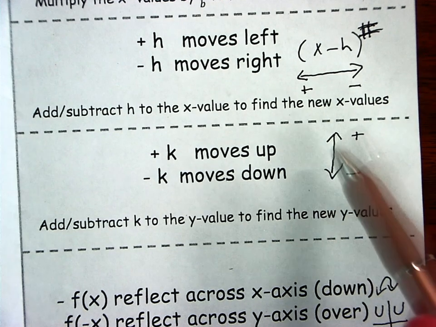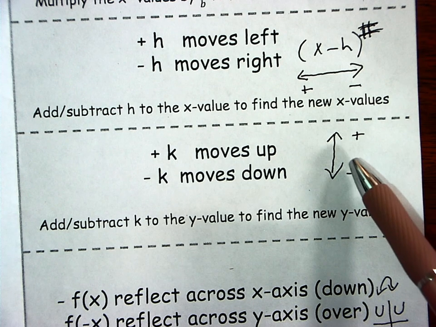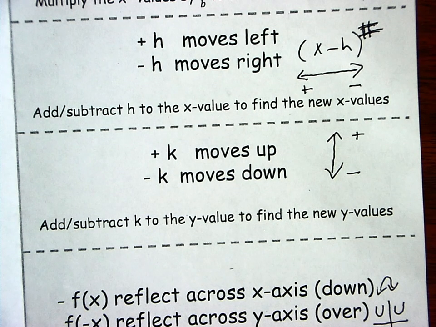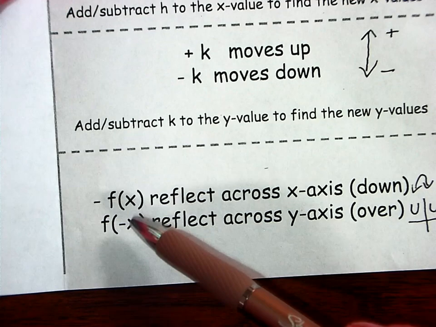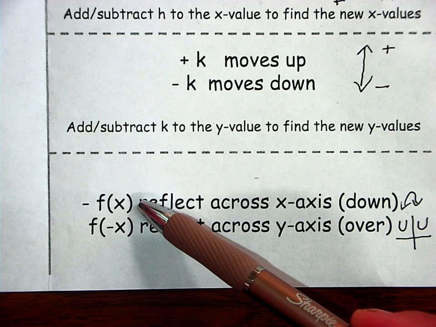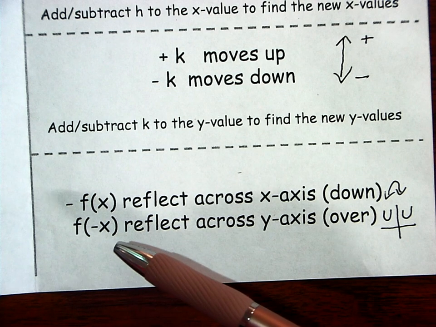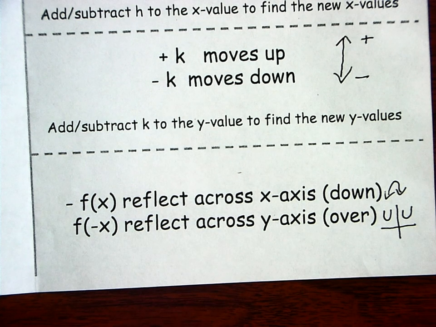All right, K is not a liar. If K is positive, it goes up. If K is negative, it goes down. And once again, see how this negative sign is outside my parentheses? That means it flips over the x-axis. If it's in the parentheses, it controls left to right, so it flips over the y-axis.